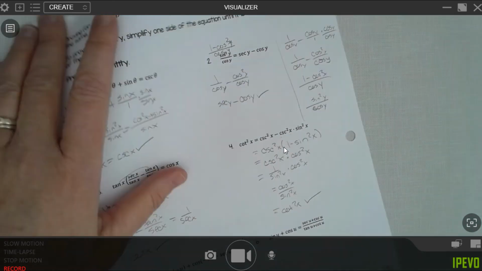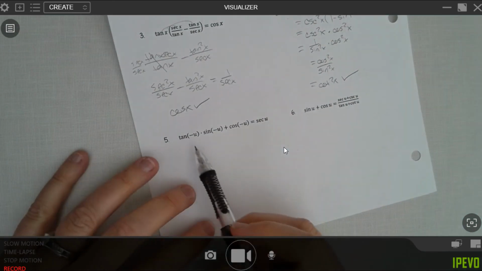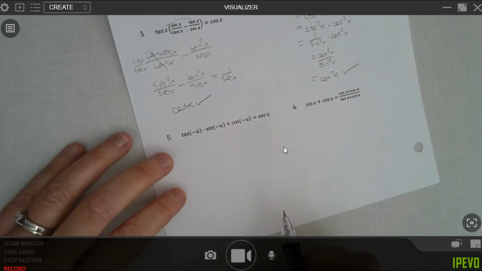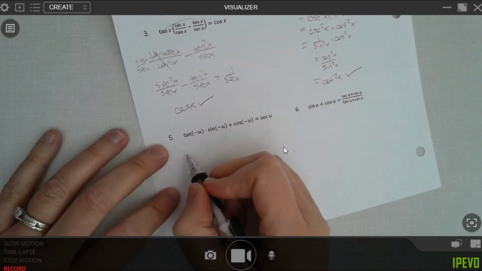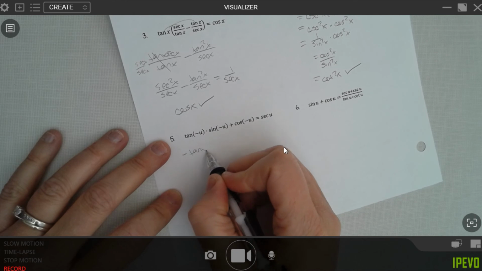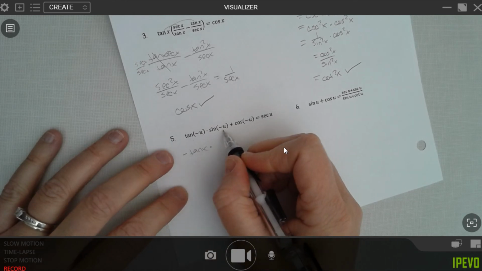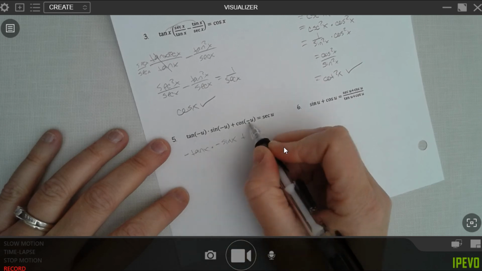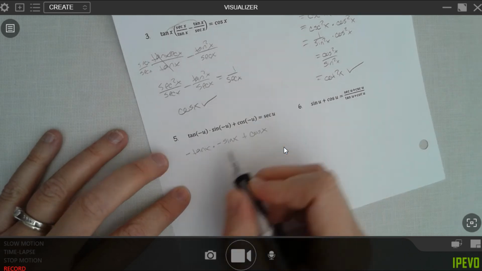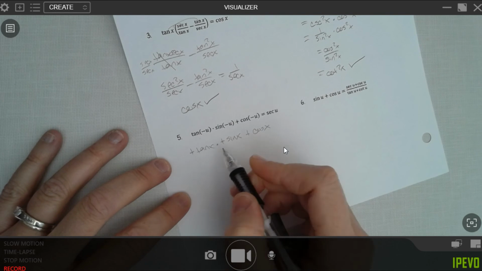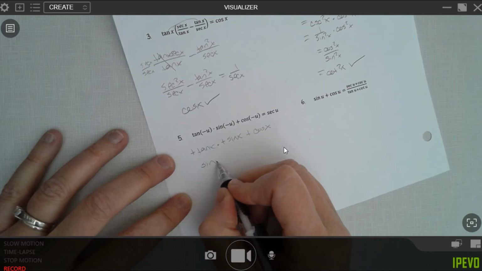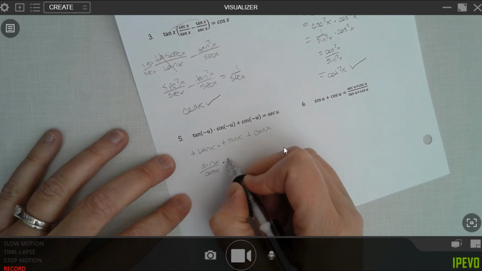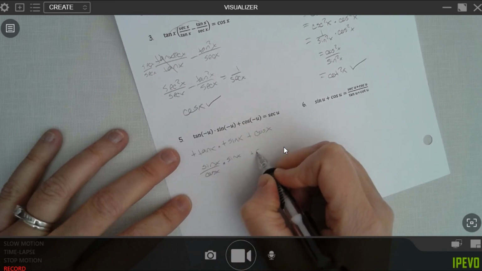So we're done. Yay. So right here, the first thing you need to do is to get rid of all the negative angles. So you have to know even and odd stuff. So tangent of a negative is negative, so I have negative tangent of x. Sine is also negative, so negative sine of x plus, and that's just going to be cosine of x. So now I'm going to change these to sines and cosines. So I'm going to have sine of x over cosine of x times, that's a negative times a negative, positive, sine of x plus cosine of x.